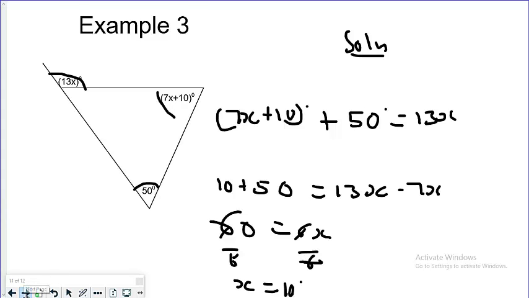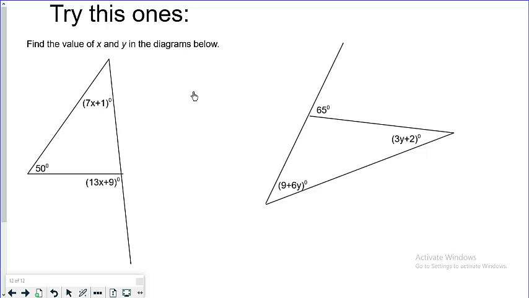So the next, try the following. Find the value of x and y. Enter a result for feedback.